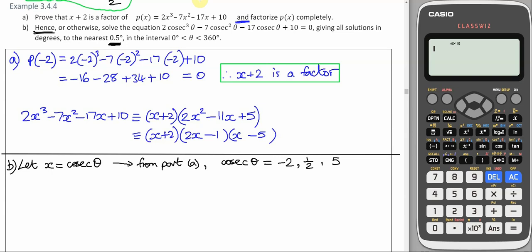So they equal cosec theta. Cosec theta is 1 over sine theta, so we can come to the conclusion that sine theta must be either minus a half, or 2, or 1/5. That's because cosec theta, by definition, is 1 over sine theta. If you remember, sine theta has a maximum value of 1 and a minimum value of minus 1, so it can't equal 2, so we won't get any solutions from that possibility. But it can equal minus a half, and it can equal 1/5.